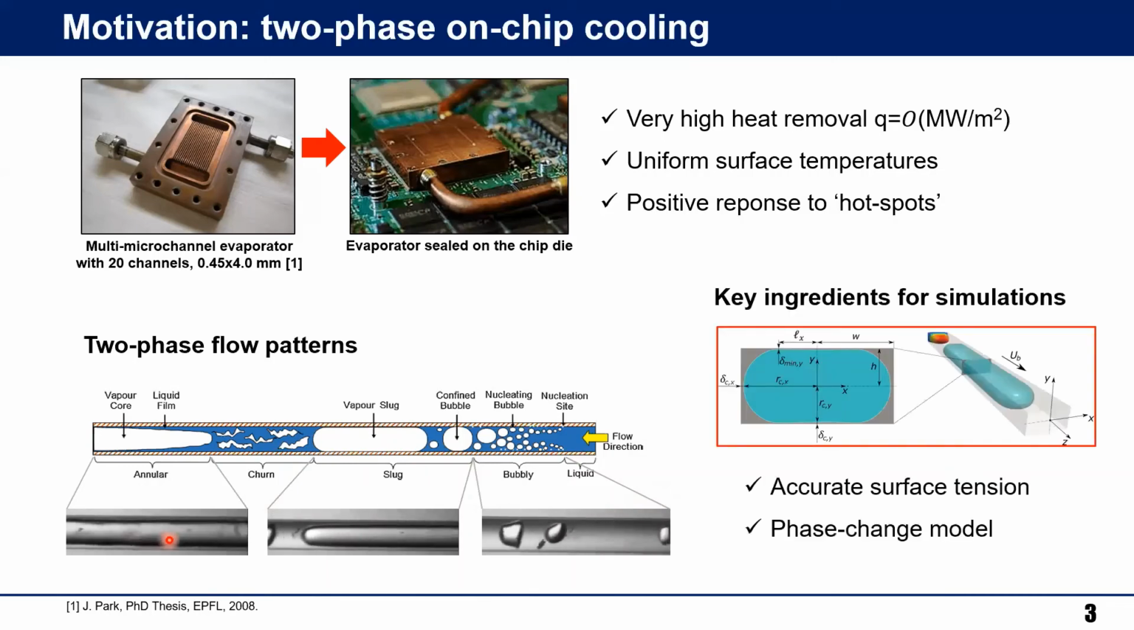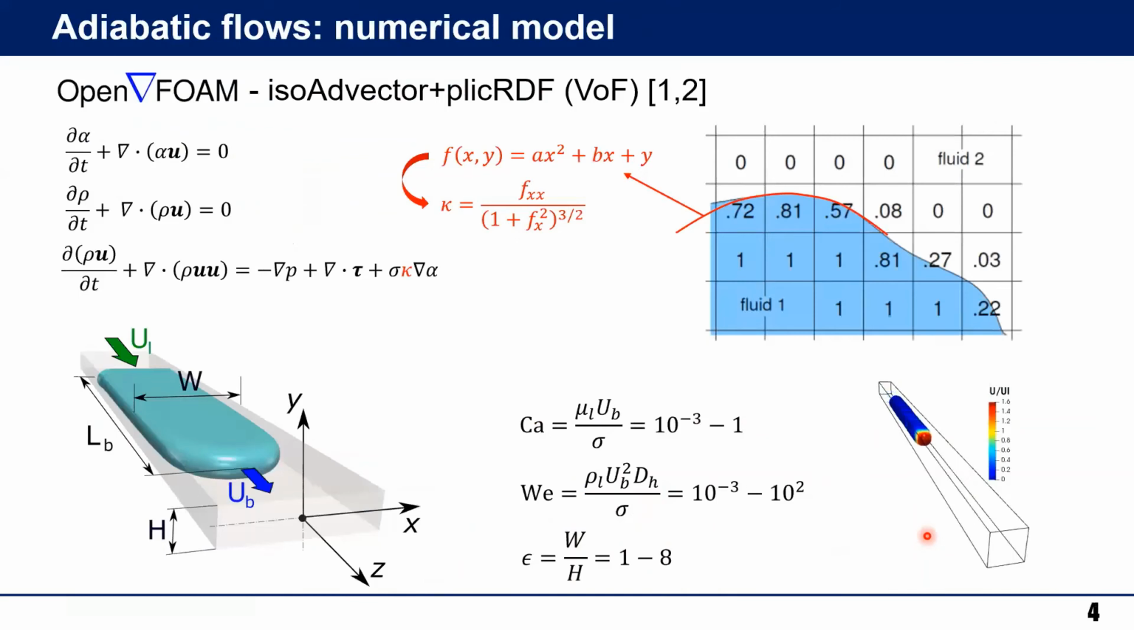And what are the key ingredients for simulations if we want to capture, in particular, a slug flow, the one in between, which is the one that we are focusing on? What do we need for this? We need a very accurate surface tension, and we will see why. And of course, we need a phase change model to capture the boiling component. Now, let's start by focusing on adiabatic flows, so let's take a look at the case without phase change.